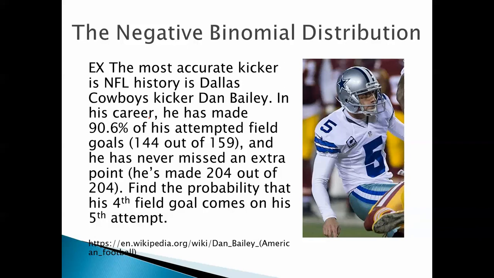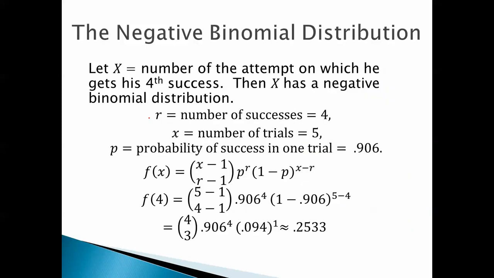Find the probability that his fourth field goal comes on his fifth attempt. Let x equal the number of the attempt on which he gets his fourth success. Then x has a negative binomial distribution. R is the number of successes. X is the number of trials. That's 5. P is the probability of success on one trial.